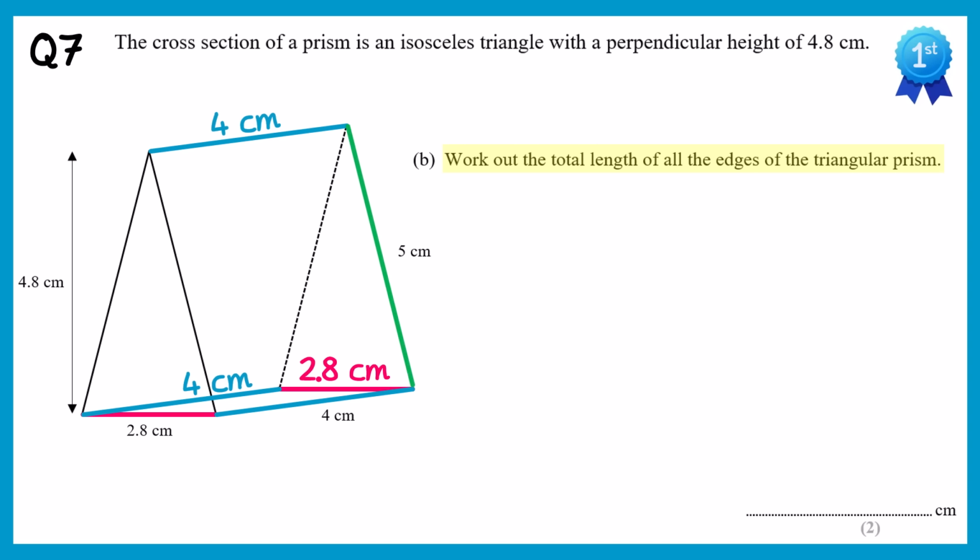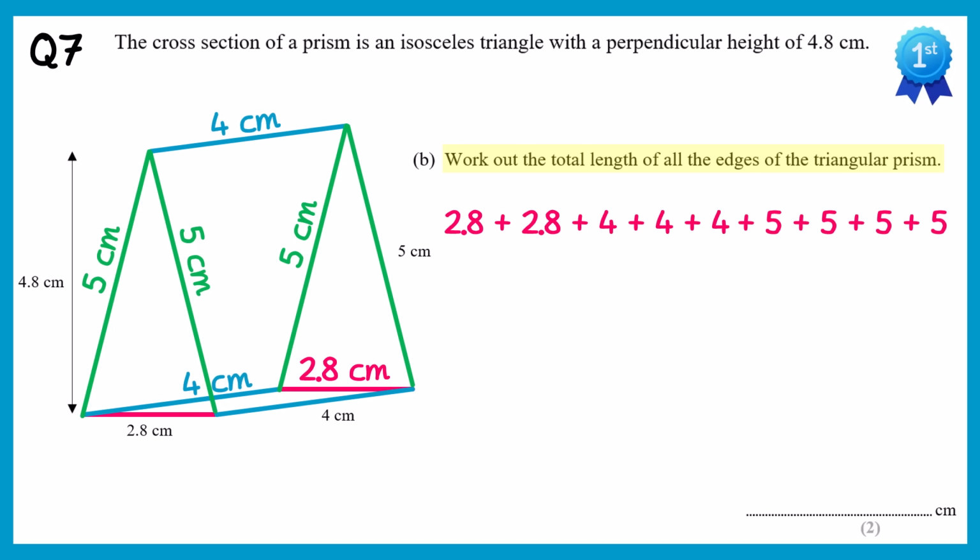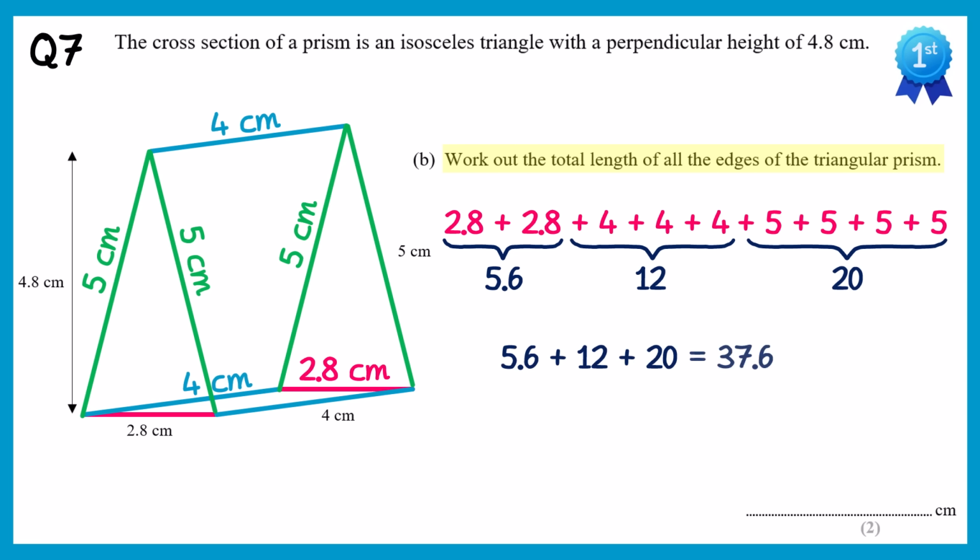Then we have this diagonal height here at 5. That must be the same on the front triangle too. And because in the question it tells us the triangle's isosceles, this will be 5, and this will be 5. So to work out the total length of all of the edges, we just need to add all of these numbers together. So we've got the two 2.8s, the 3 4s, and the 4 5s. 2.8 add 2.8 is 5.6. 4 add 4 add 4 is 12. And 5 add 5 add 5 add 5 is 20. And if you add all of these together, you get 37.6, which is the answer to this question.